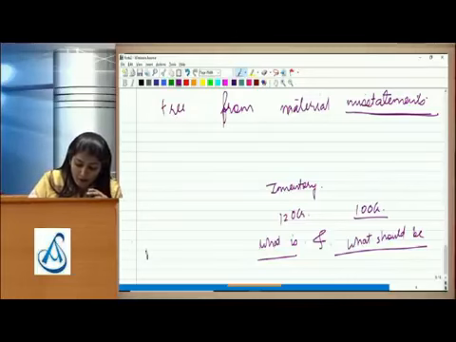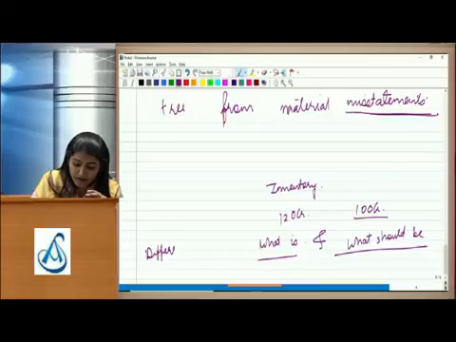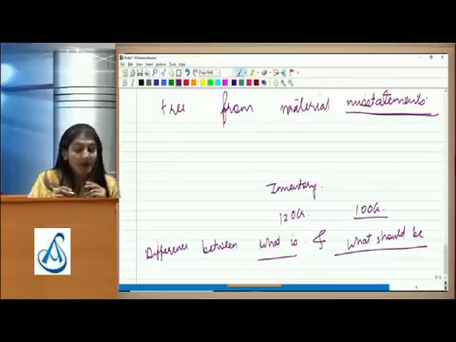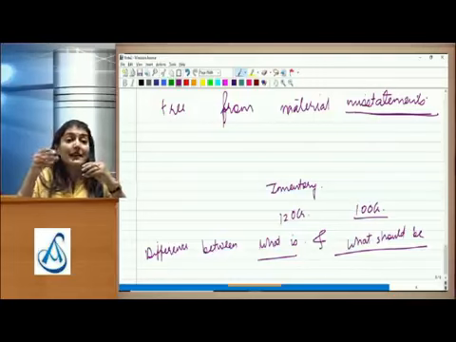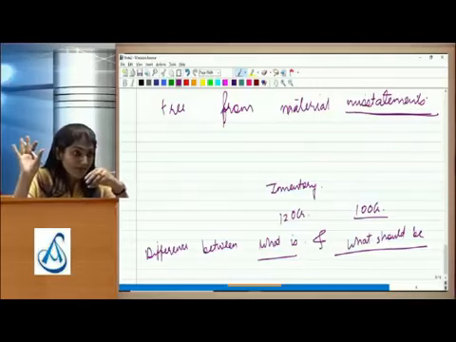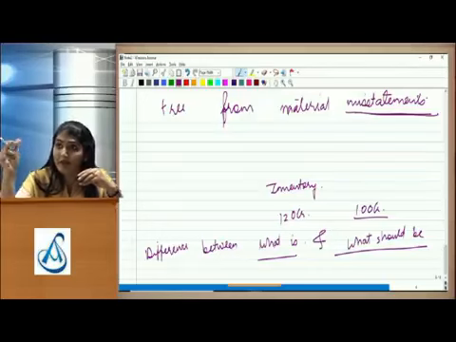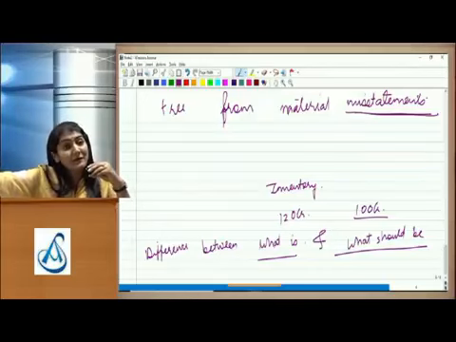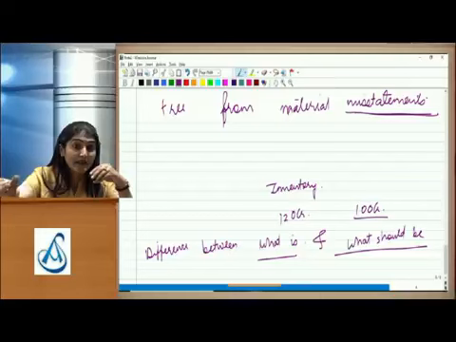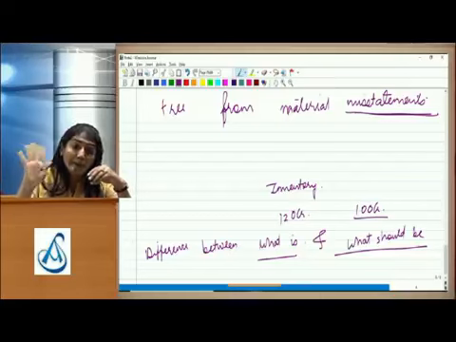And so what is the formula for misstatement? The difference between what is and what should be. Okay, take another example: related party disclosures not given. In AS 24, related party transactions disclosures are not given. What is? What should be? Disclosure should have been given. The difference between the two? Misstatement.